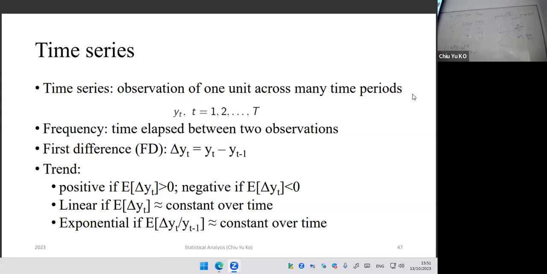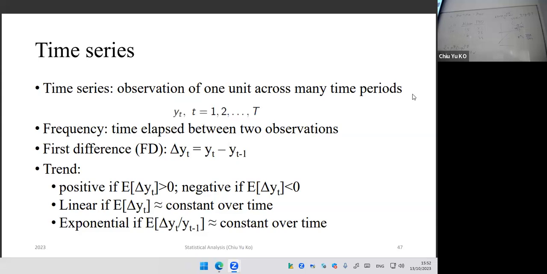And one first very important operation on a time series is called the first difference. Later you will see this is probably the single most important thing we learn in this class for time series: take the difference between today's value minus the last period's value. Okay, and this turns out to be very important. This delta y will characterize what we call the trend. The trend can be positive if this first difference is positive, negative if it is negative, right? It goes up or goes down, right?